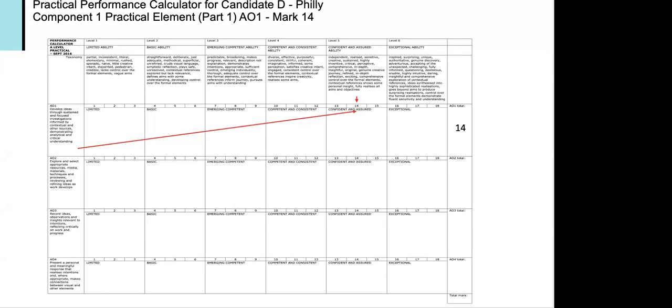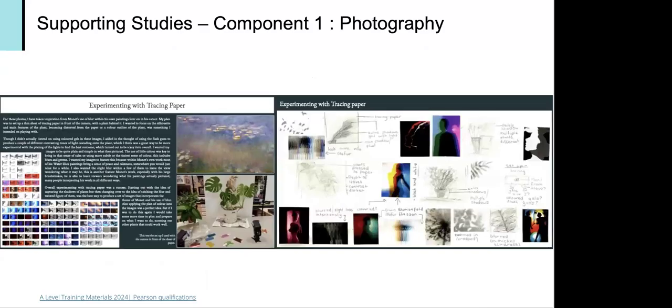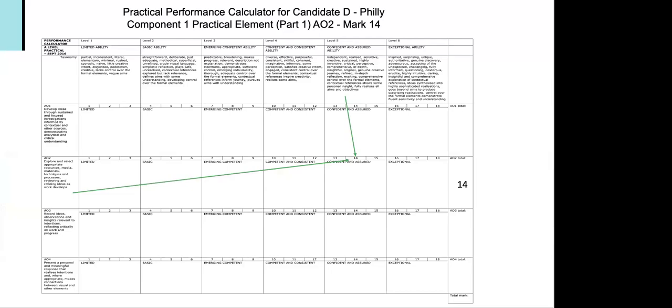Ideas are informed by contextual sources and reinforced by intelligent investigation and exploration of themes. Experiments are lengthy and in-depth, and Philly can demonstrate the appropriate use of materials with lens-based media, and is willing to explore a variety of techniques to blur images and record these with detailed and purposeful annotation. So again, right in the middle of level 5.